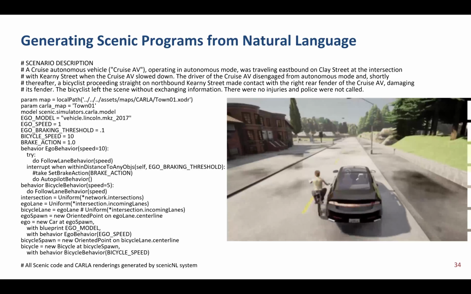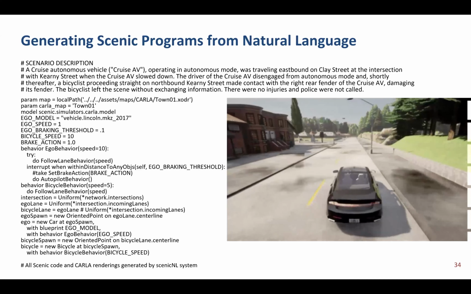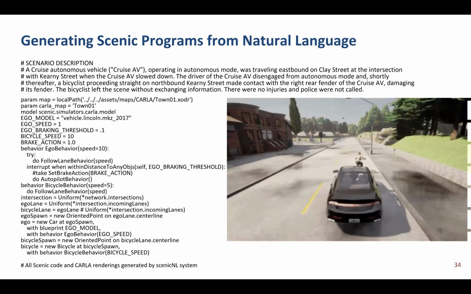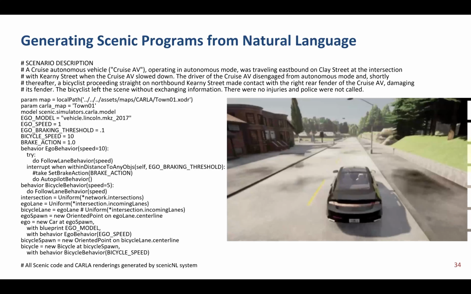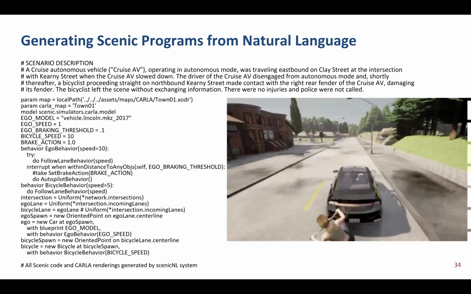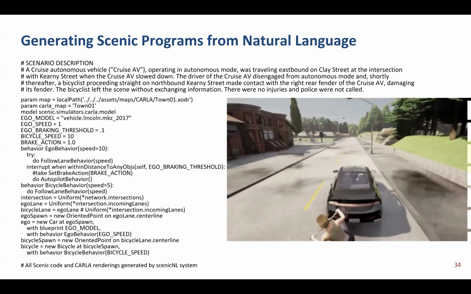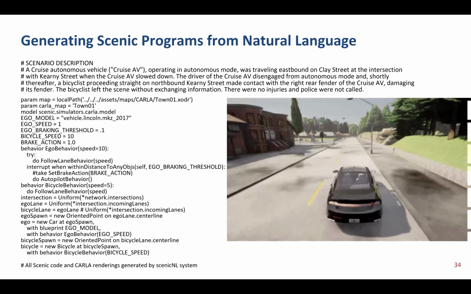So here's an example. If you can read the scenario at the top, it says: a Cruise autonomous vehicle operating in autonomous mode was driving eastbound on Clay Street at the intersection with Kearny when it slowed down. The driver of the Cruise AV disengaged from autonomous mode, and shortly thereafter, a bicyclist proceeding straight made contact with the right rear fender of the Cruise AV, damaging its fender. The bicyclist left the scene without exchanging information. Okay, so that's the scenario.